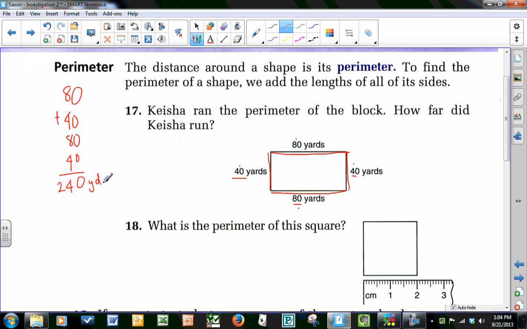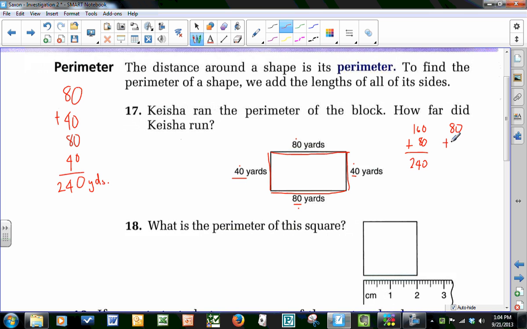There are other ways you could solve that, of course. You could say, well, 80 and 80, I could double the number there, and 80 plus 80 is 160 yards. And then 40 and 40, that's 80 yards. So you could just do that kind of mental computation in your head, but you would still get 240 yards.